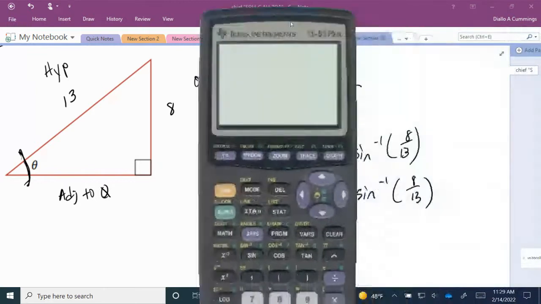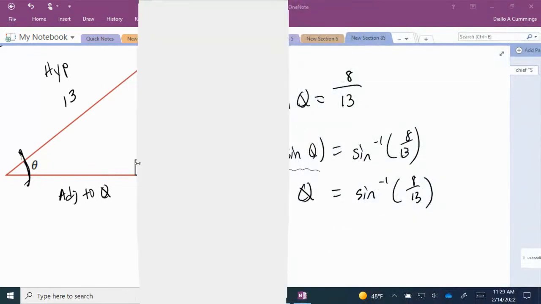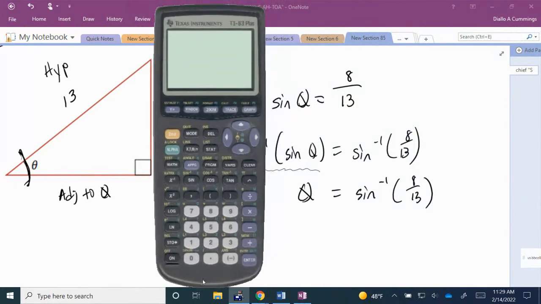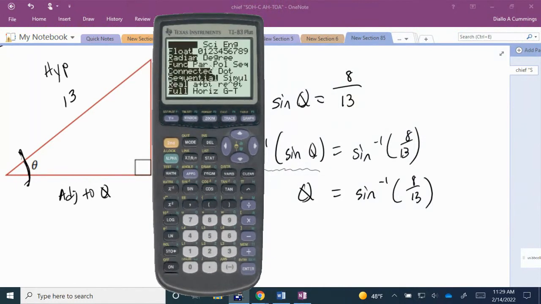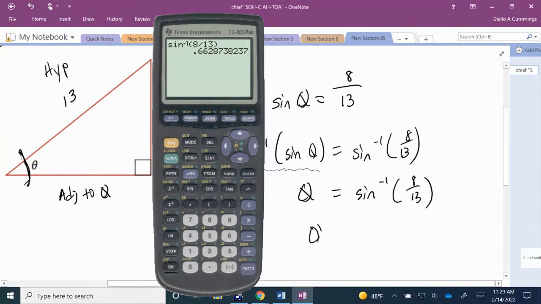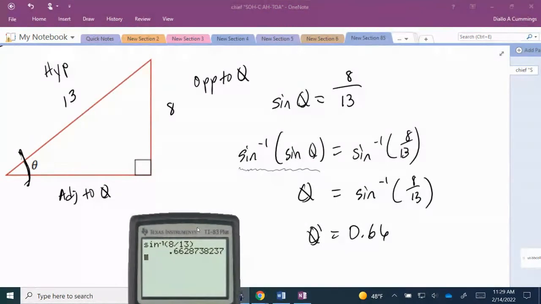To evaluate the arc sine of 8 over 13, I'm going to use a calculator. First off, I'm just going to make sure that I'm in radian mode. I'm going to put in the arc sine, which is second in sine. I'm going to put in 8 divided by 13. And we have 0.66. All right, so our given angle measure is 0.66 radians.